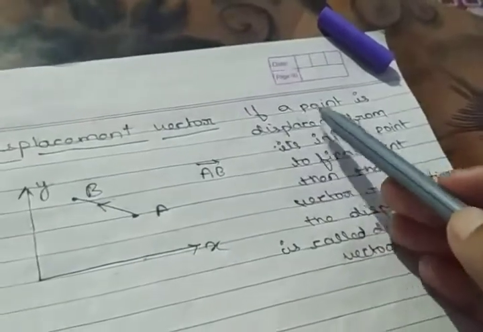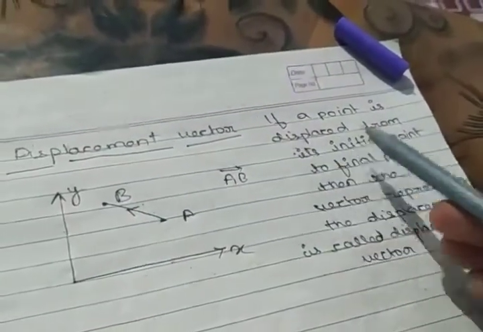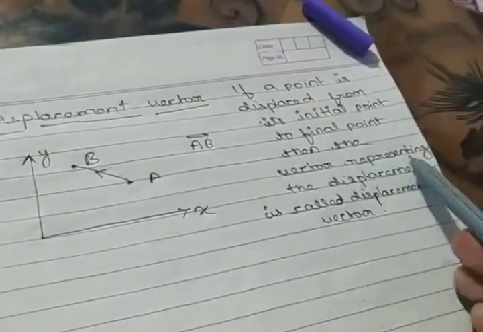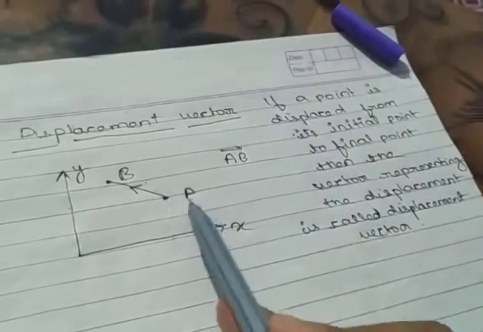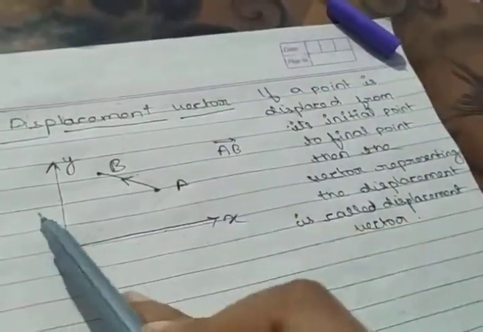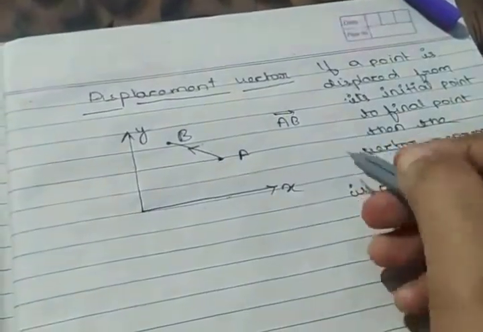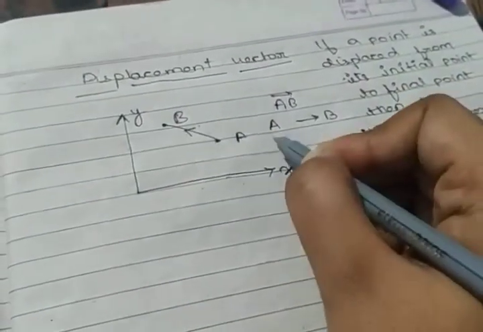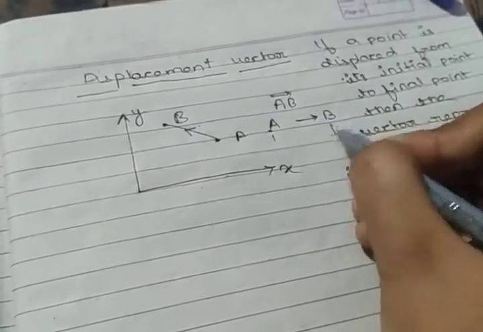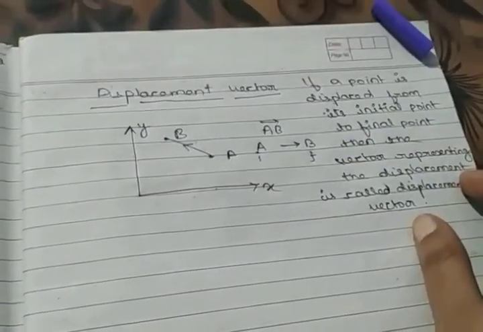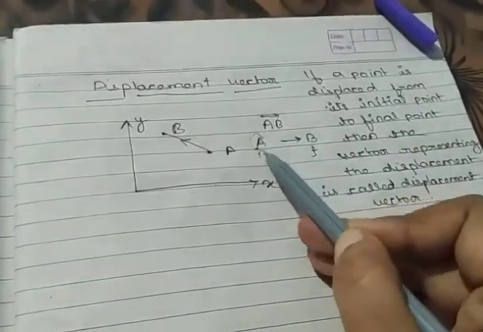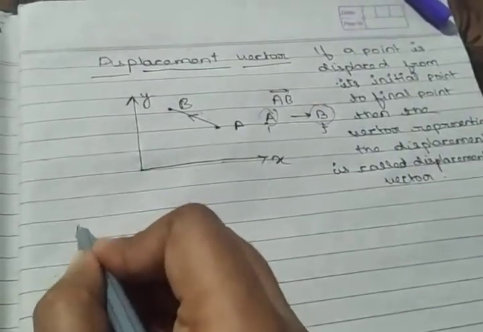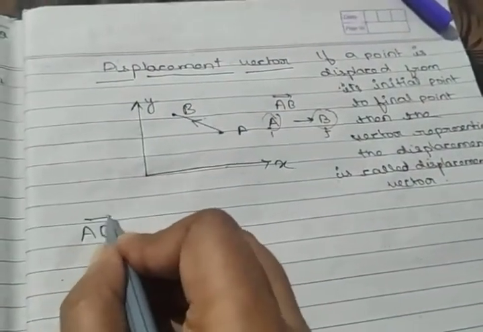If a point is displaced from its initial position to its final position, then the vector representing this displacement is called displacement vector. So what is happening? From A to B a point is displaced. So this is the initial position, this is the final position. We have already studied that for A we have position vector, for B we have position vector. So can I write like this, that AB is displaced from A to B.